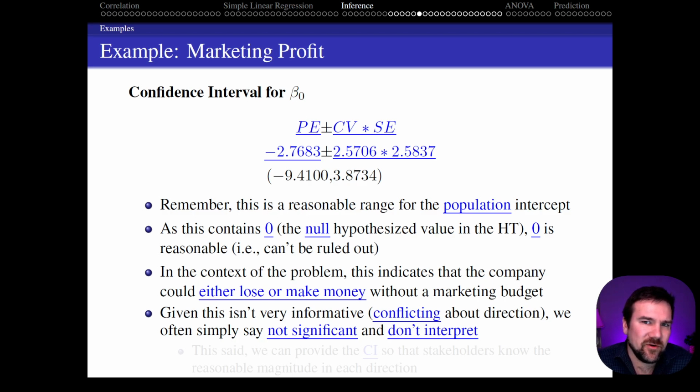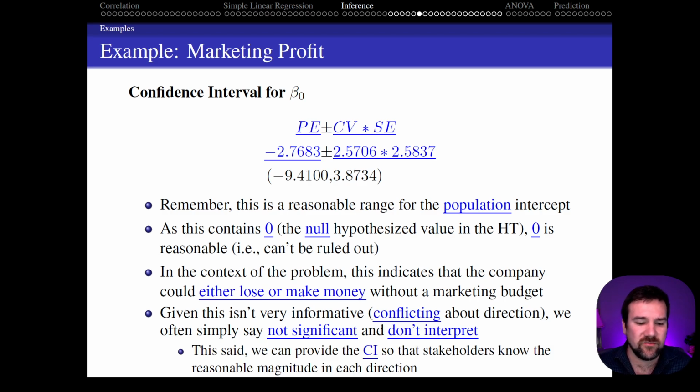This isn't very informative. And as we said, with a non-significant hypothesis test, this is common to see with confidence intervals, that they're not particularly informative. So typically we just say this isn't significant and we don't interpret. And again, let me say this one more time. When we have a non-significant test of a parameter estimate, in this case the intercept or the slope or anything else, we tend to not then interpret our best guess.